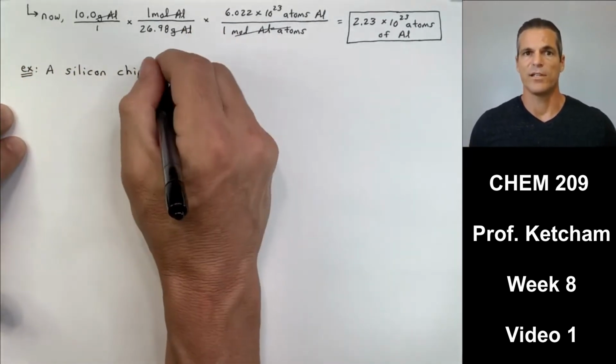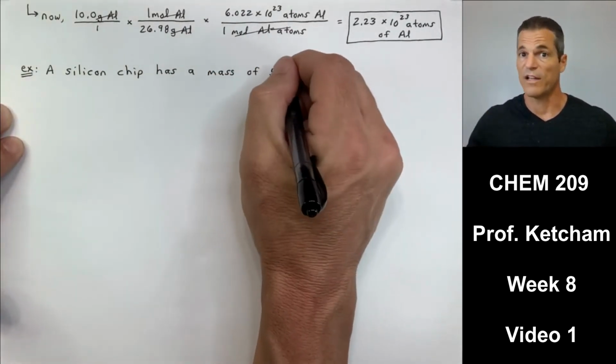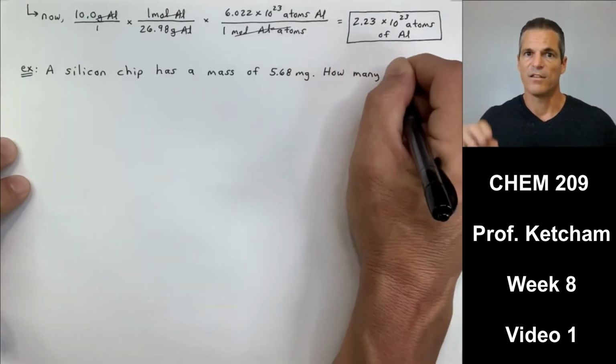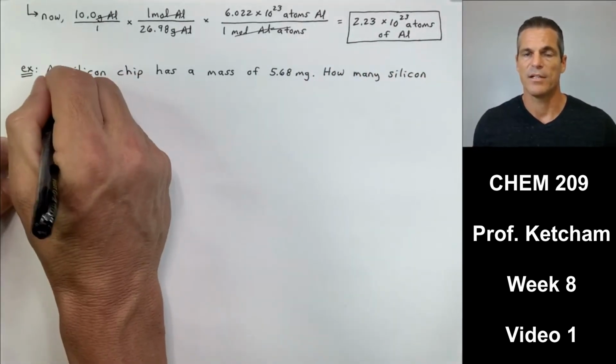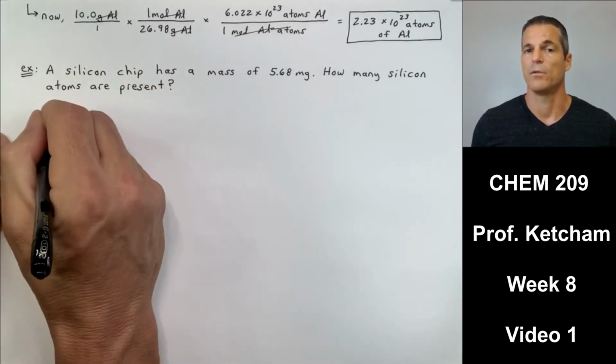Remember, when doing this stuff, this is dimensional analysis. Start with what you're given, put it over 1, work left to right. The units are more important because you have to cancel and follow. The last numerator is your answer's units. 2.23 times 10 to the 23rd atoms of aluminum.